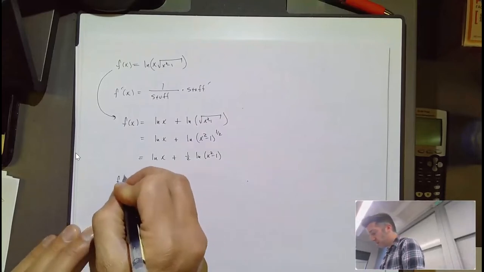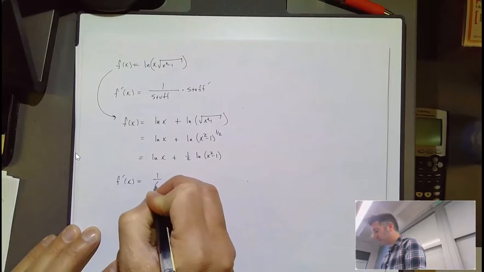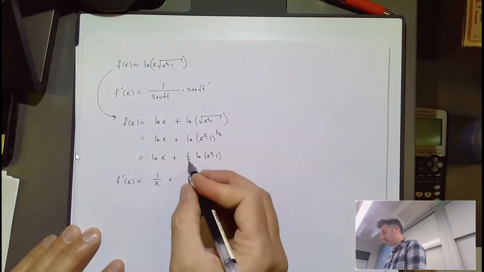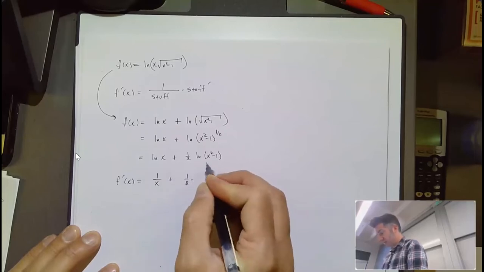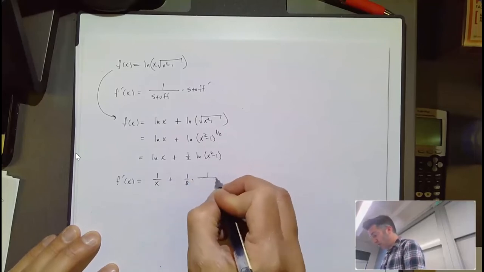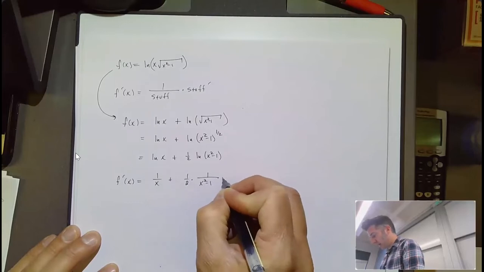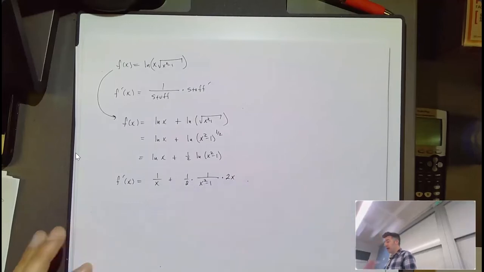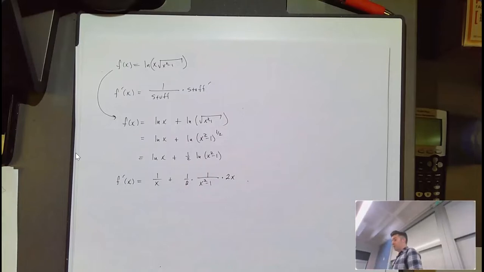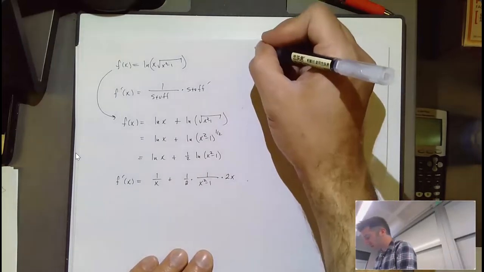The derivative of the natural log of x is just 1 over x. The derivative of 1/2 times the natural log of x squared minus 1 is 1/2 times the derivative of that, which is 1 over the stuff times the derivative of the stuff. So simplifying the logarithmic expression before taking its derivative is going to make it easier. And sometimes people like to make these extra gross, so let me give you another example of this.